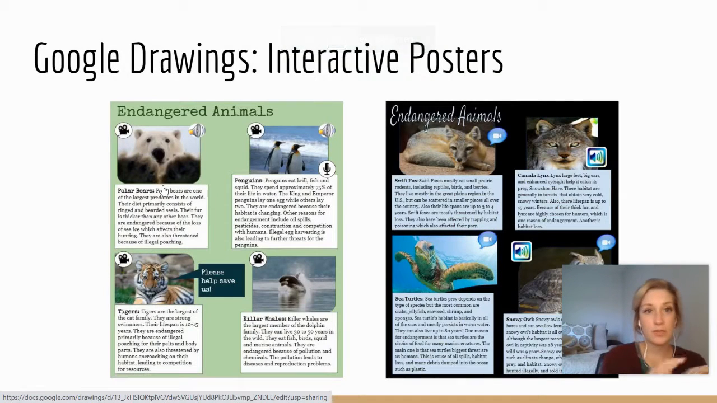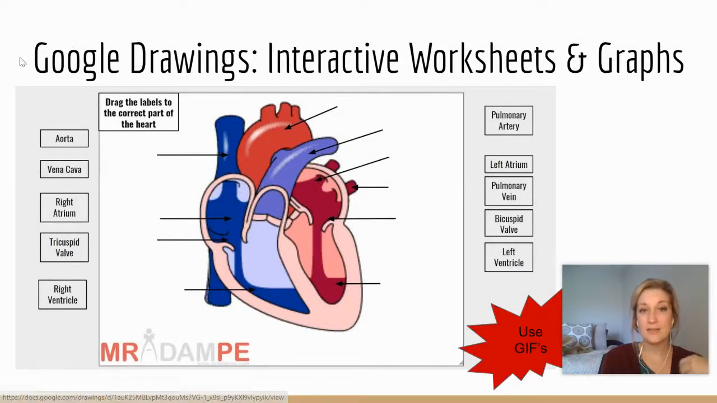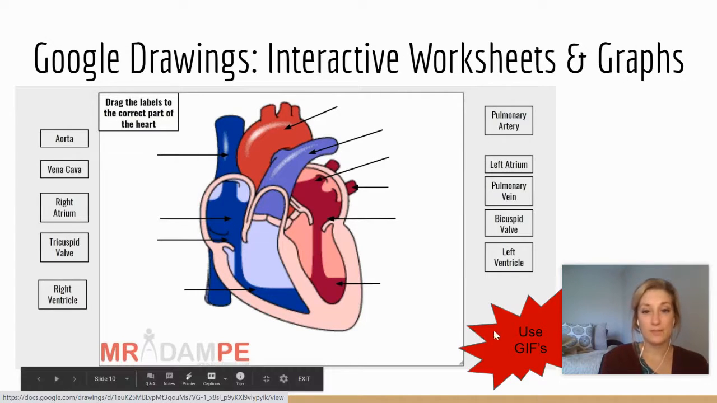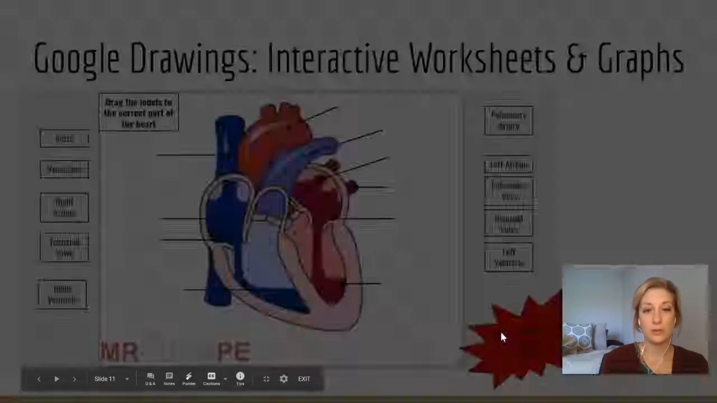The other example that I wanted to show you is interactive posters. So kind of another example of the first one I showed you. You can use Google Drawings for students to create graphics and online posters and make them more dynamic by adding different elements and pieces to them other than just pictures and text. And you can even make interactive worksheets and graphs on Google Drawings too. So in this specific example, I'm going to click it so I can show you.